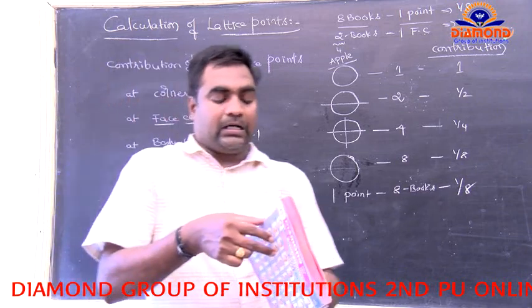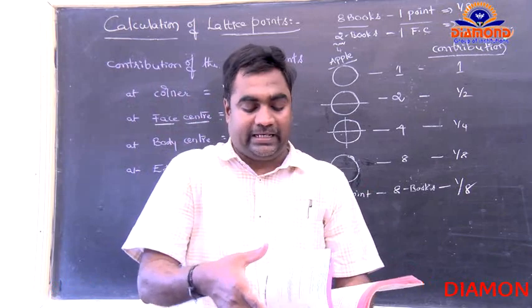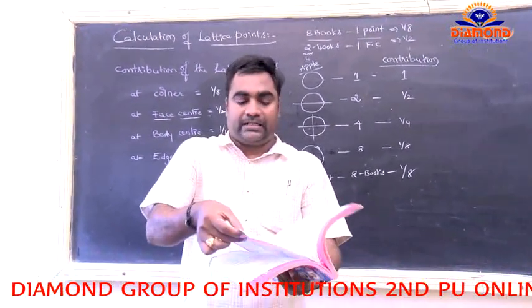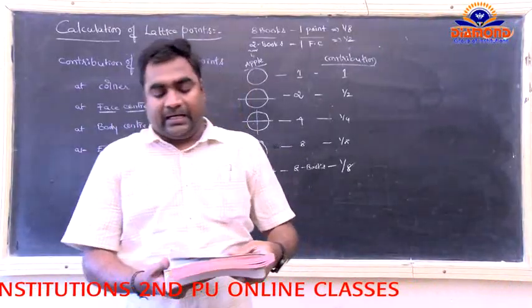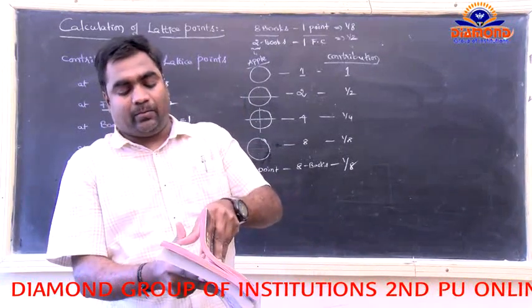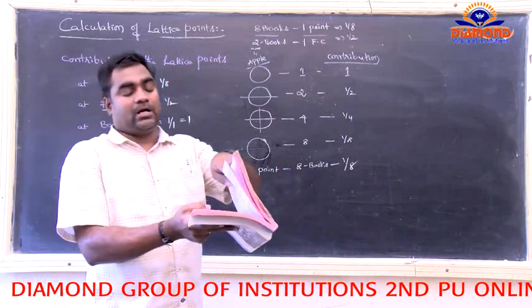So for this one, the body center belongs to inside the book. So here is the body center. Inside the book, you got the body center. For this body center, if the point is at the body center, that means the center of the body is present inside the book.